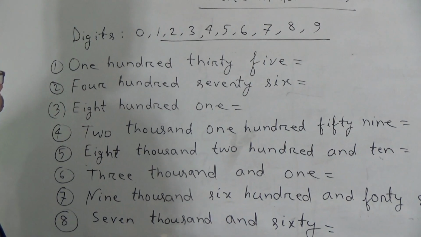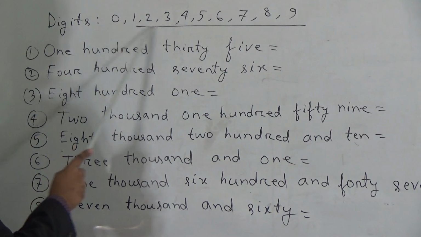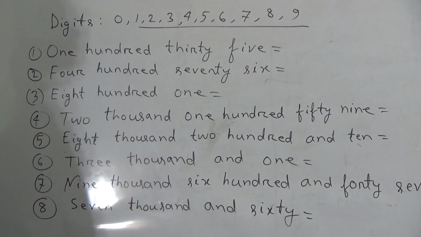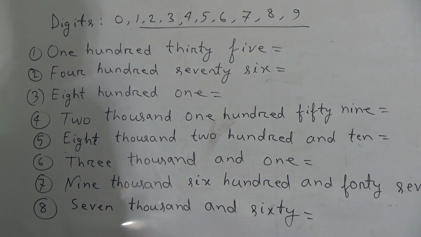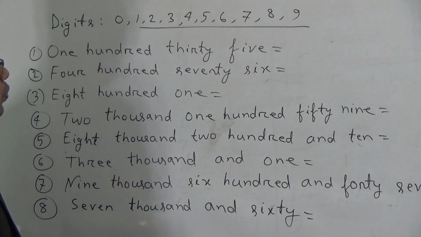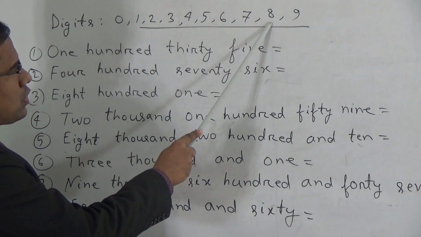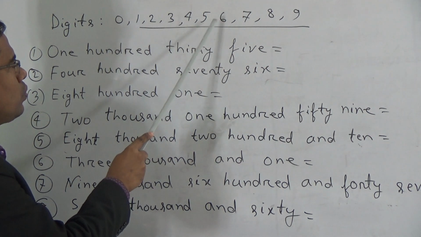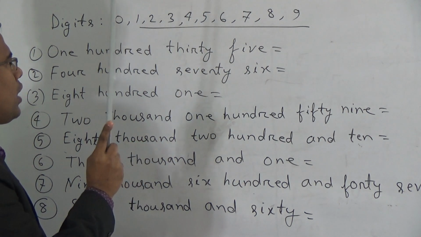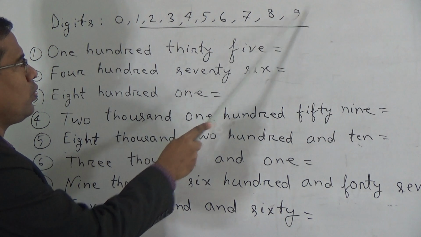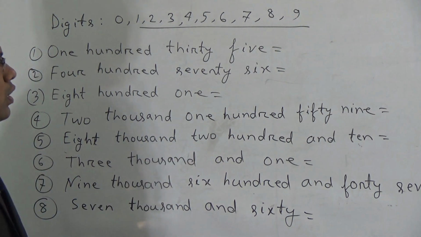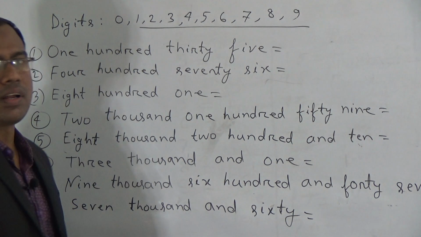Dear students, in mathematics we use a total of 10 symbols for writing any number. Using these 10 symbols we can write any large number. If we want to write 8, then we use this symbol. For writing 6, we use this symbol. And using this symbol, we can write 9. Okay. This is a one digit number.